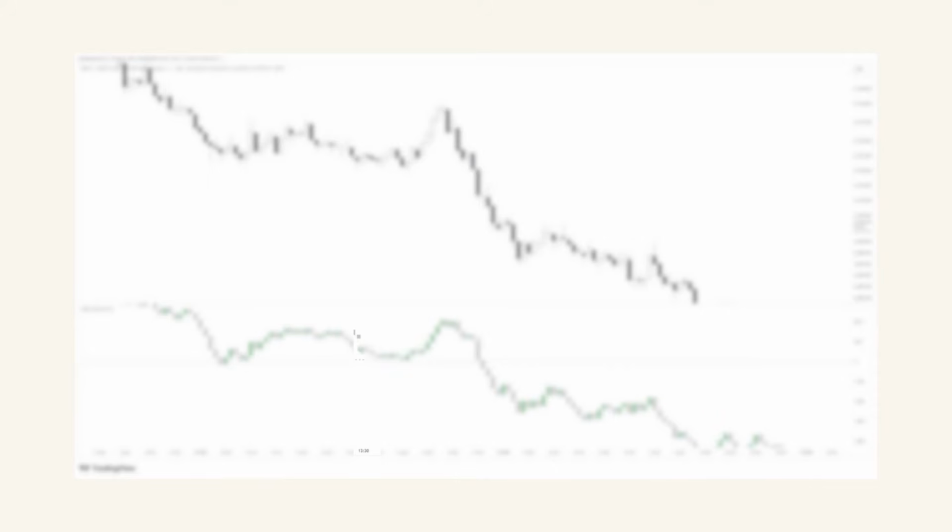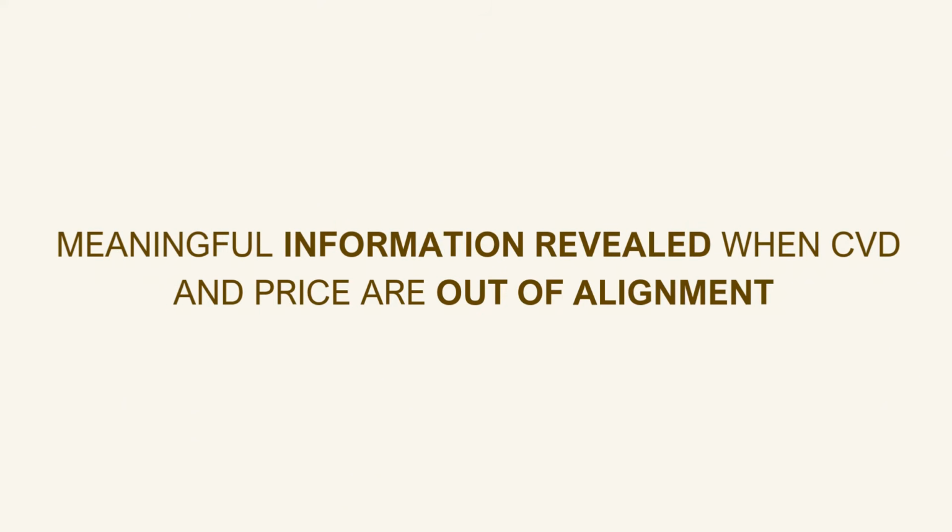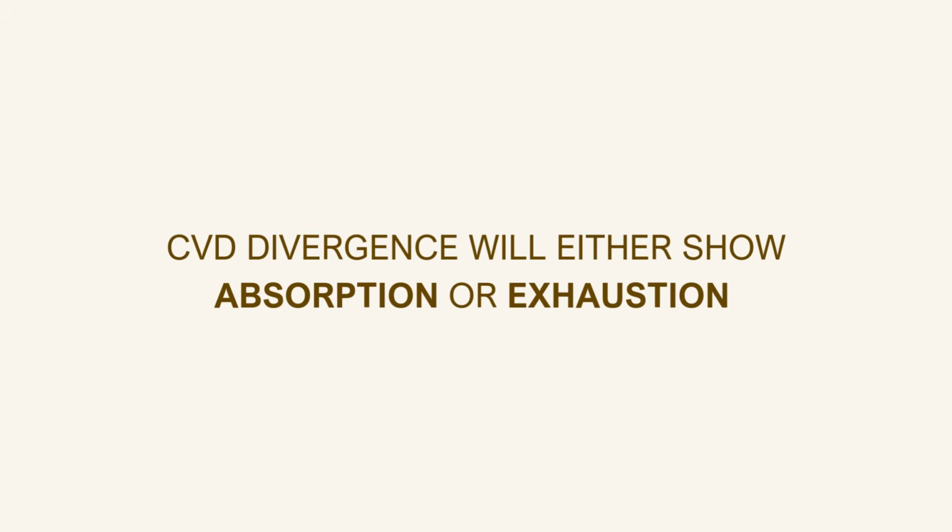Under normal conditions, CVD and price tend to move together. More aggressive sellers generally lead to lower prices. More aggressive buyers generally lead to higher prices. So, meaningful information is revealed when price and CVD no longer move in alignment. These moments indicate either absorption or exhaustion, which can signal potential reversals or continuations.